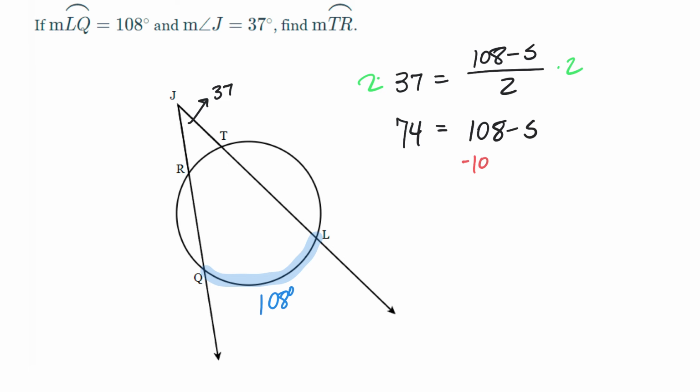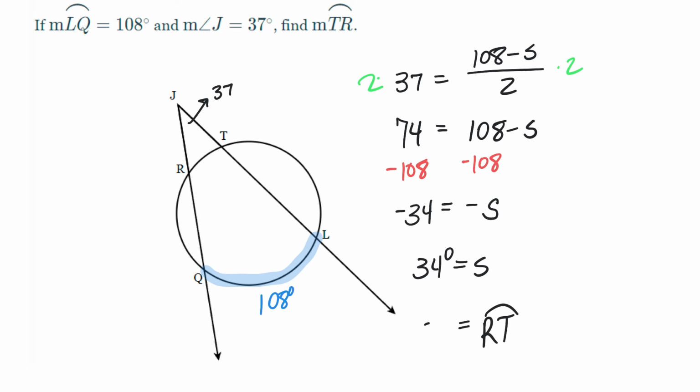I'm going to move the 108 to the other side. I know that gives me a negative number, and we obviously can't have a negative degree here, but the small side is also negative here. So when we subtract this, this is negative 34 degrees, which means the small arc is going to be 34 degrees. And the small arc, of course, is RT. So arc RT is equal to 34 degrees.